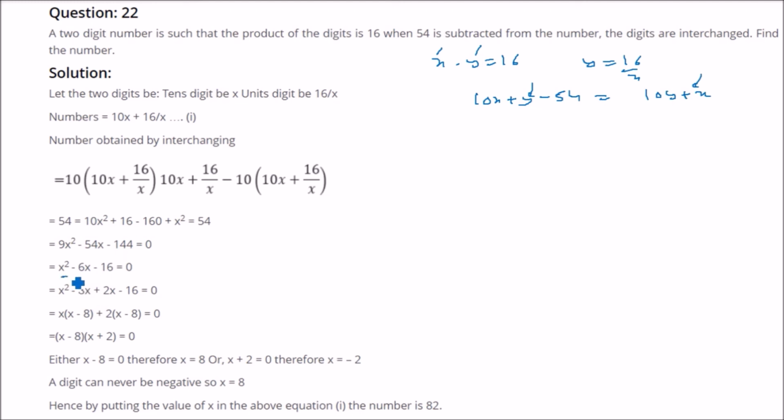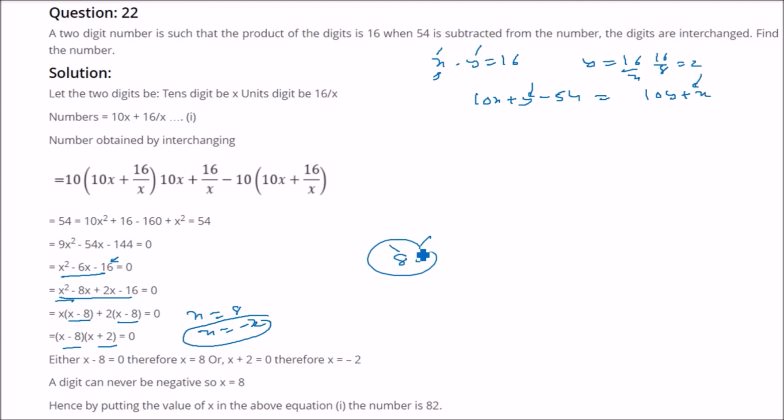Ultimately, you will get an equation like x square minus 6x minus 16. 16 can be written as 8 into 2. So x square minus 8x plus 2x minus 16. Now take x common here, x minus 8 will be there. Take 2 common here, x minus 8 will be there. So the factors will be x minus 8 and x plus 2. So you get x equal to 8 and x equal to minus 2. Minus 2 cannot be a digit, you cannot take a negative value here. So x will be 8. When x is 8, what will be y? 16 by 8, that is 2. So the number is 82. x is 8, y is 2.